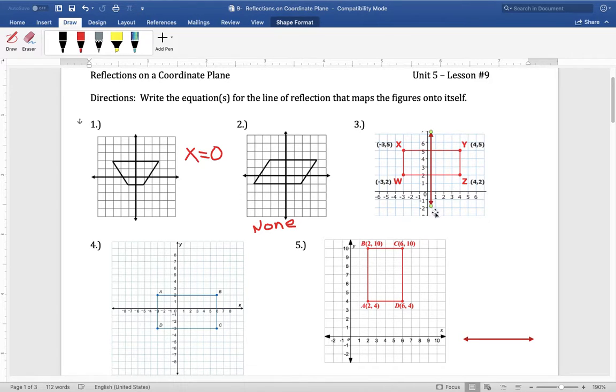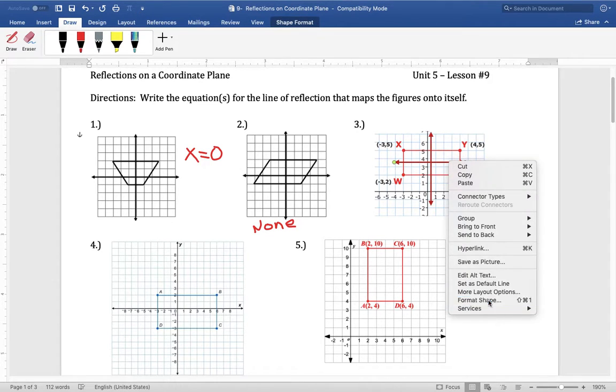It looks like it's a vertical line at x going through about a half. So this would be the vertical line of symmetry, but there's also a horizontal line of symmetry, which we would have right about here. And that one would also be sort of halfway through.